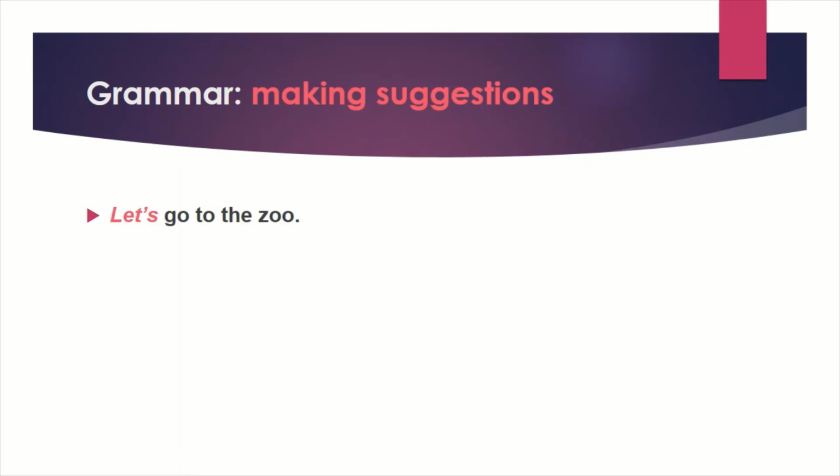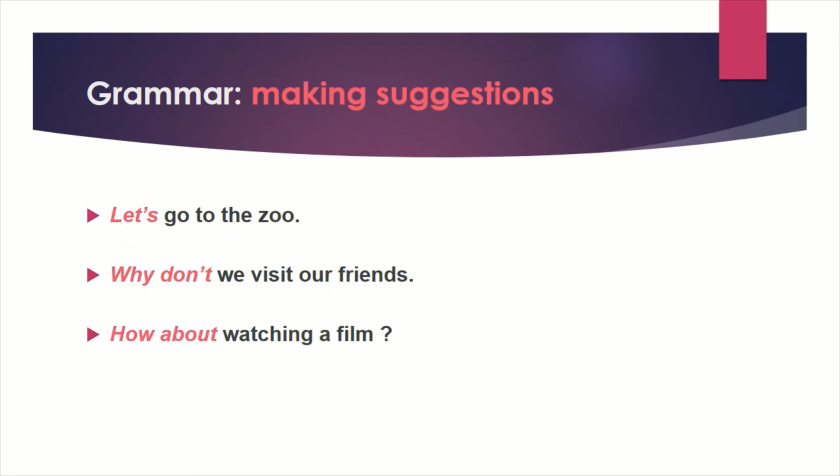First example that we have on top of the page, let's go to the zoo. If you notice here in pink, we have the word let's. So we use let's to give or make suggestions. Second example, why don't we visit our friends? Again, it is written in pink, why don't. So we use why don't to make suggestions. How about watching a film? Again, we use how about to make suggestions. So these are three structures that we use to make suggestions.